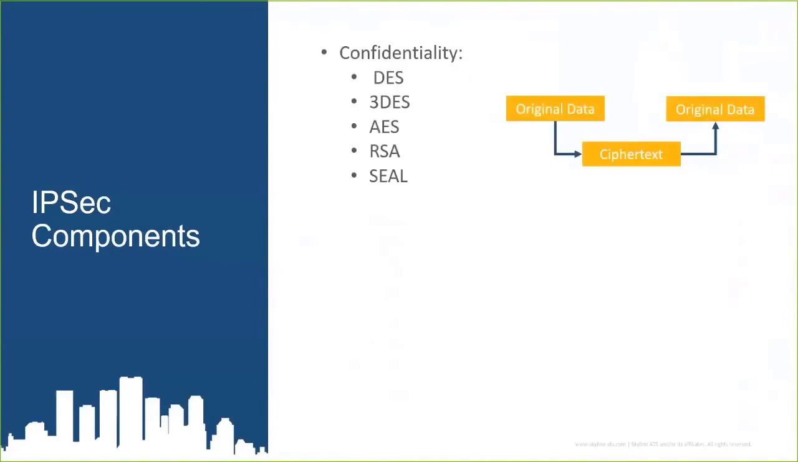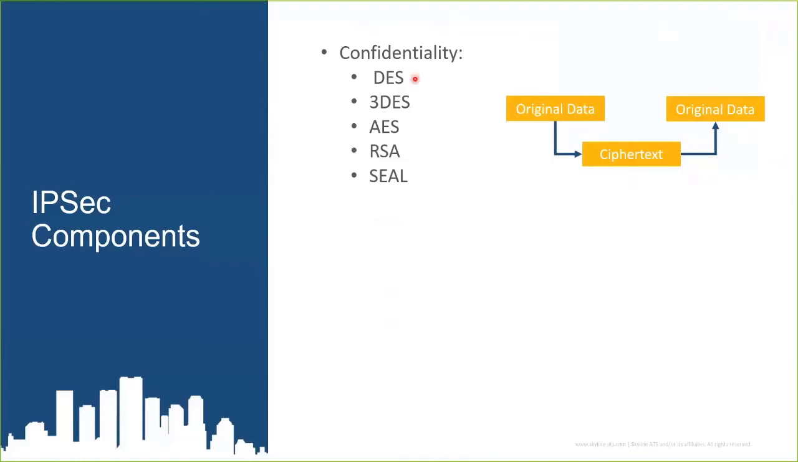Again, with confidentiality, what we're looking at here is basically encrypting the data so that we have the original data. We run that through some kind of encryption algorithm that produces a ciphertext. We transport that across the network or across the internet or whatever the case might be, and come up with our original data after decryption.